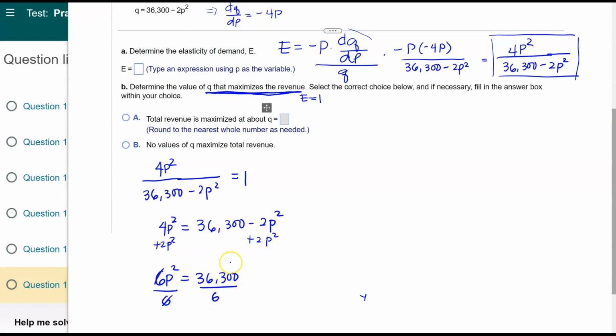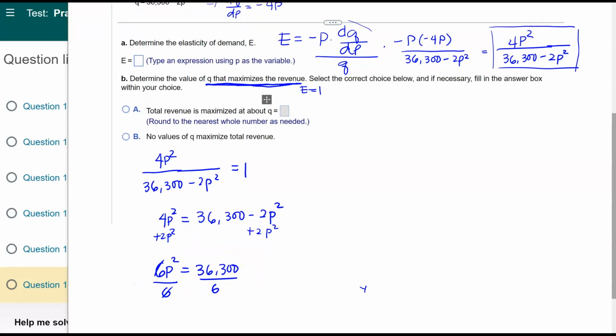Now this, when divided by 6, is equal to 6,050. So you have p squared is equal to 6,050. Then p is equal to the square root of 6,050. So you get positive, negative.